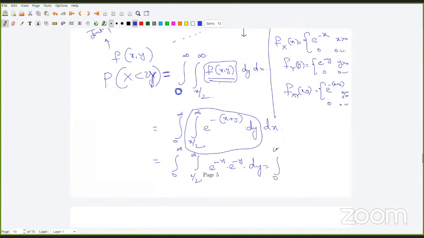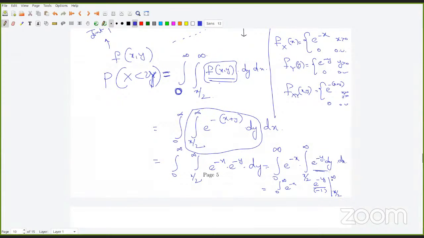So that will be 0 to infinity e to the power minus x times the integral from x by 2 to infinity of e to the power minus y dy dx. So what is the integration of e to the power minus y? e to the power minus y upon minus 1. Correct. And the limits are infinity and x by 2.